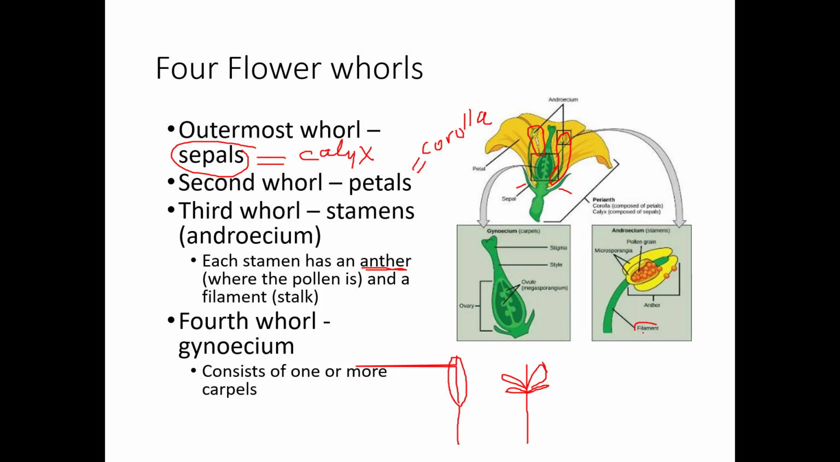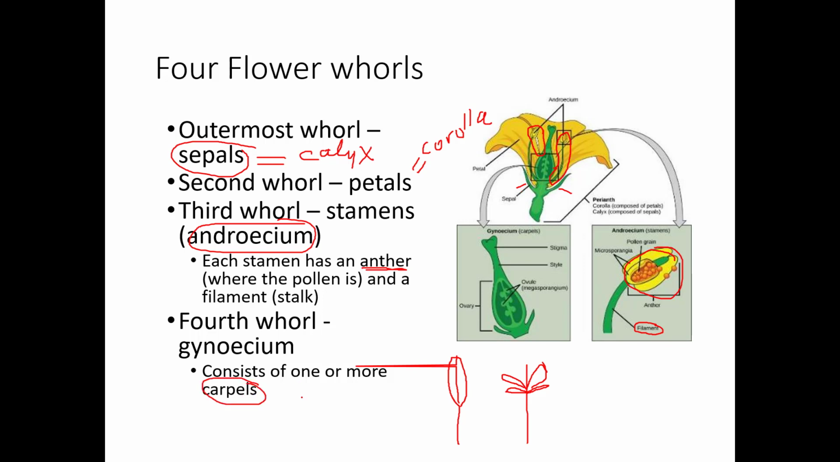So filament, anther, and the whole thing makes up one stamen. All the stamens as a group are referred to as the androecium. That's the third whorl. And then in the very center of the flower, you have the carpels.